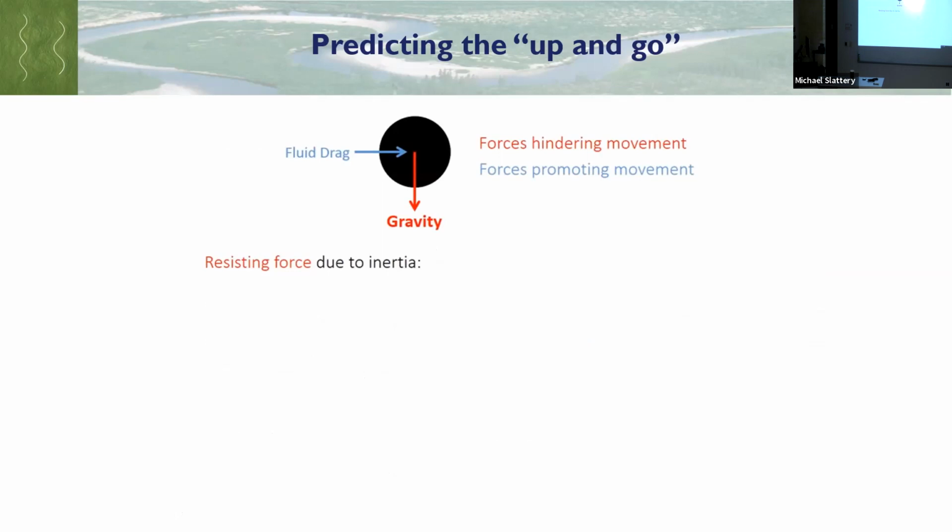Everybody with me? All good? Okay, sweet. Again, lift we're just going to ignore for a moment. And we just can't deal with cohesion at the moment. So let's just deal with a nice sand grain sitting there. We're not going to worry about that ugly thing, cohesion.